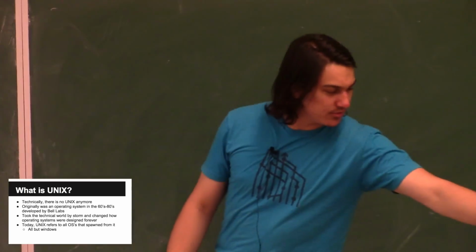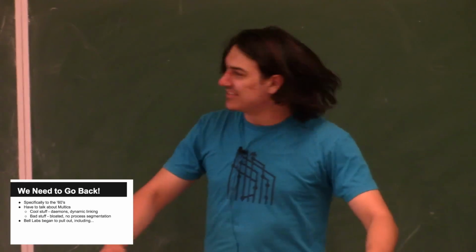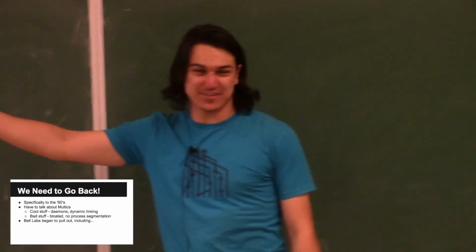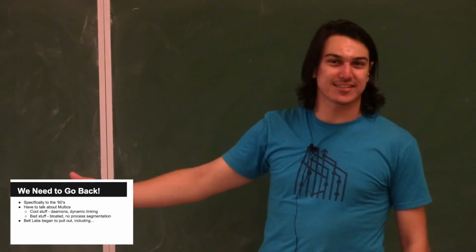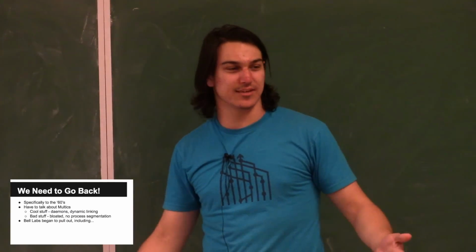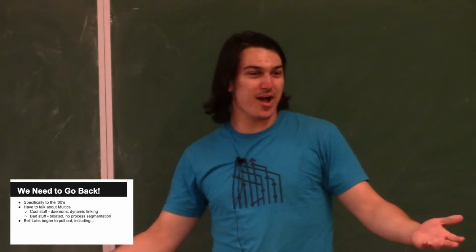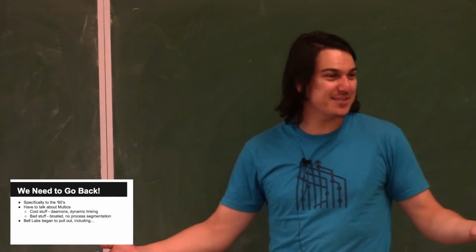So where did UNIX come from? Well, to do that, we have to go back. Specifically to the 60s. So back in the 60s, when people weren't protesting civil rights, smoking weed, they were programming operating systems, because that's what we did back then.